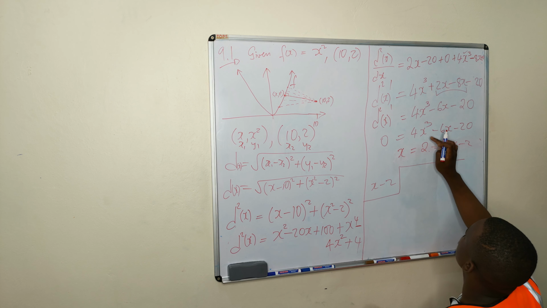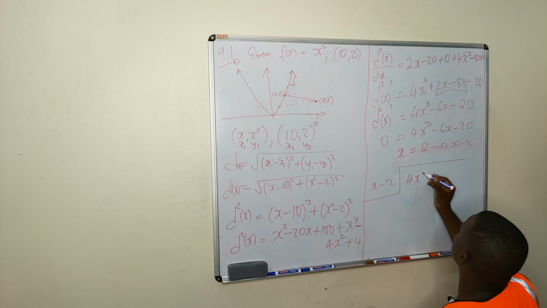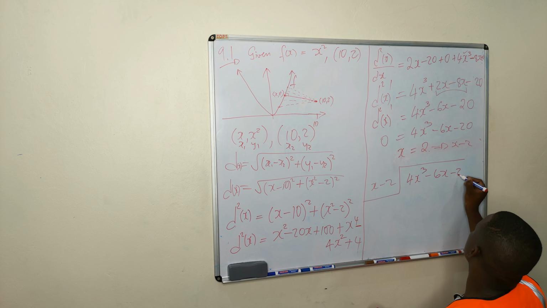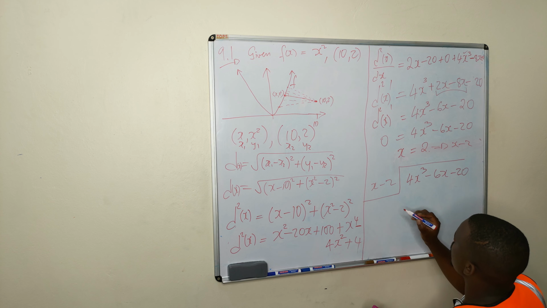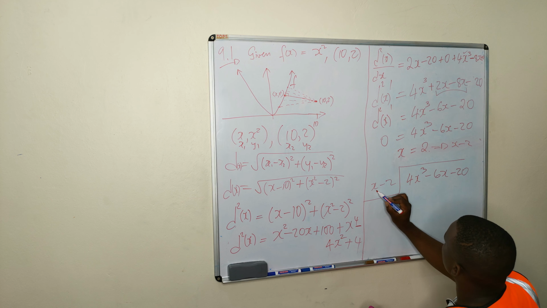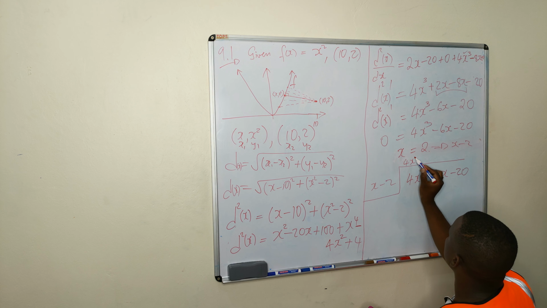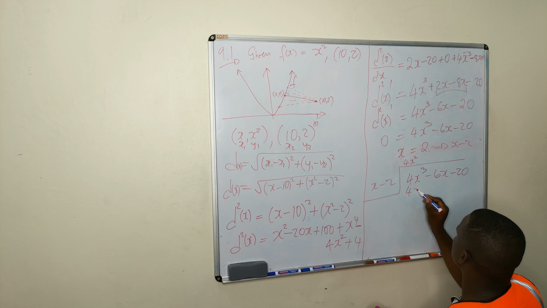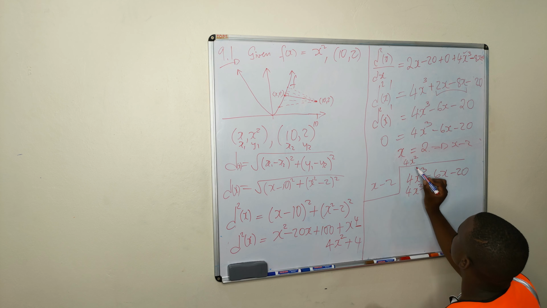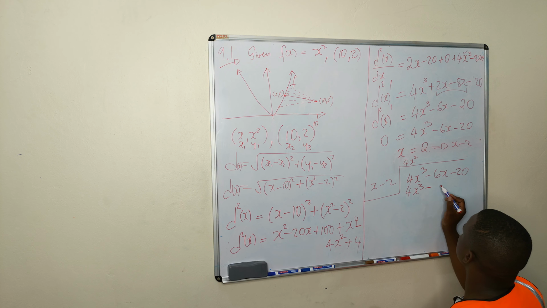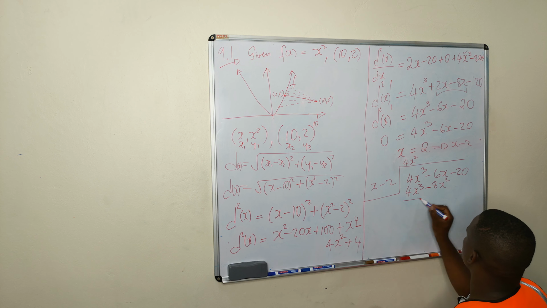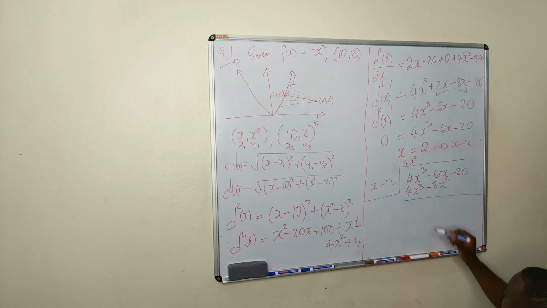Here we put the expression that we want to factorize, which is 4x cubed minus 6x minus 20, right? So we have this. 4x cubed divided by x, that's 4x squared, right? Then 4x squared times x, that's 4x cubed. 4x squared times 2, that's minus 8x squared.